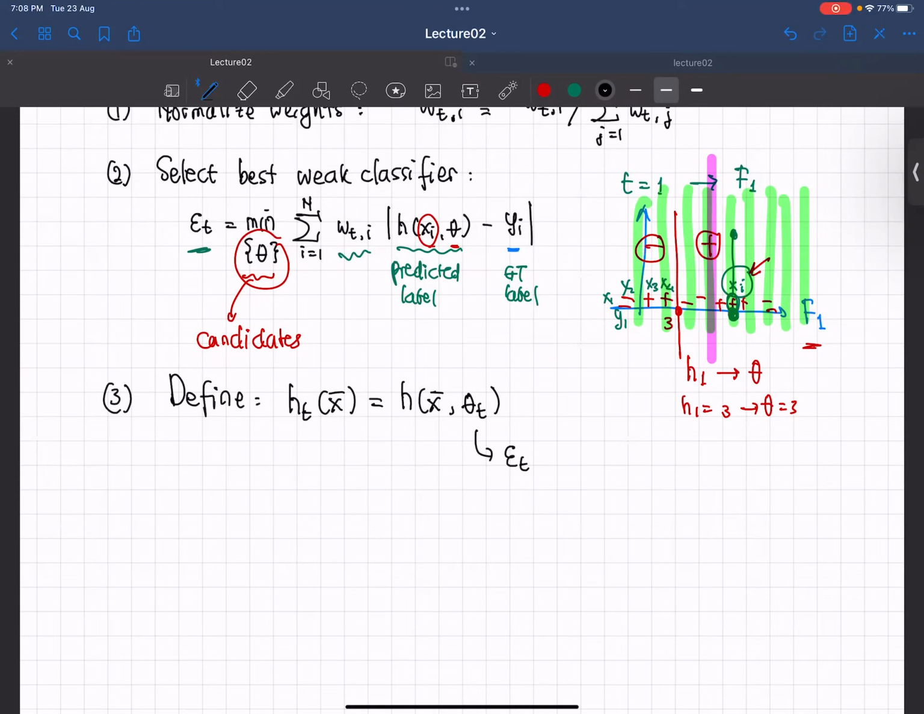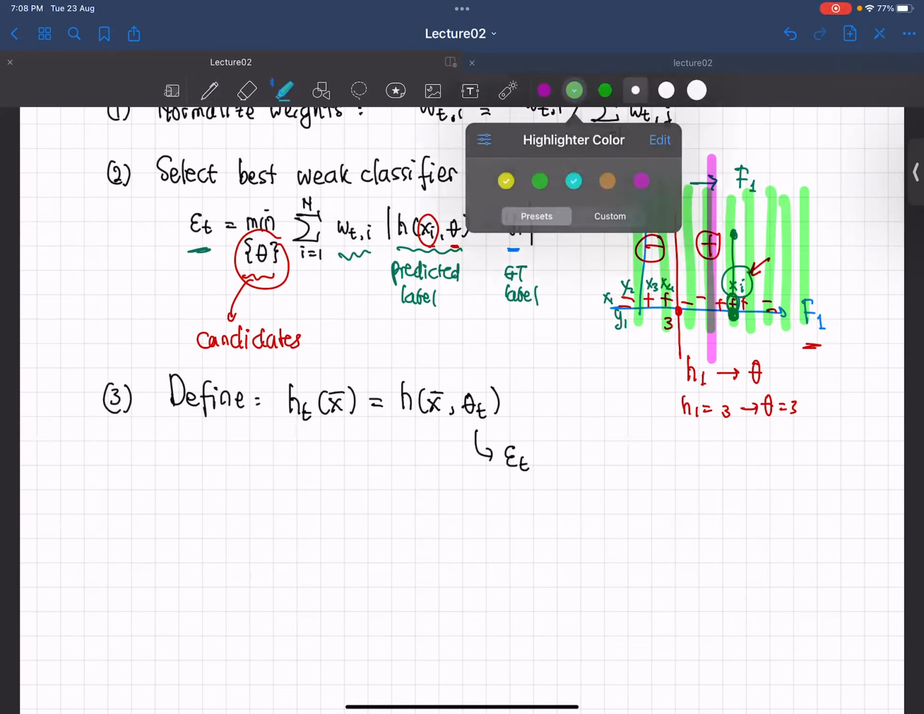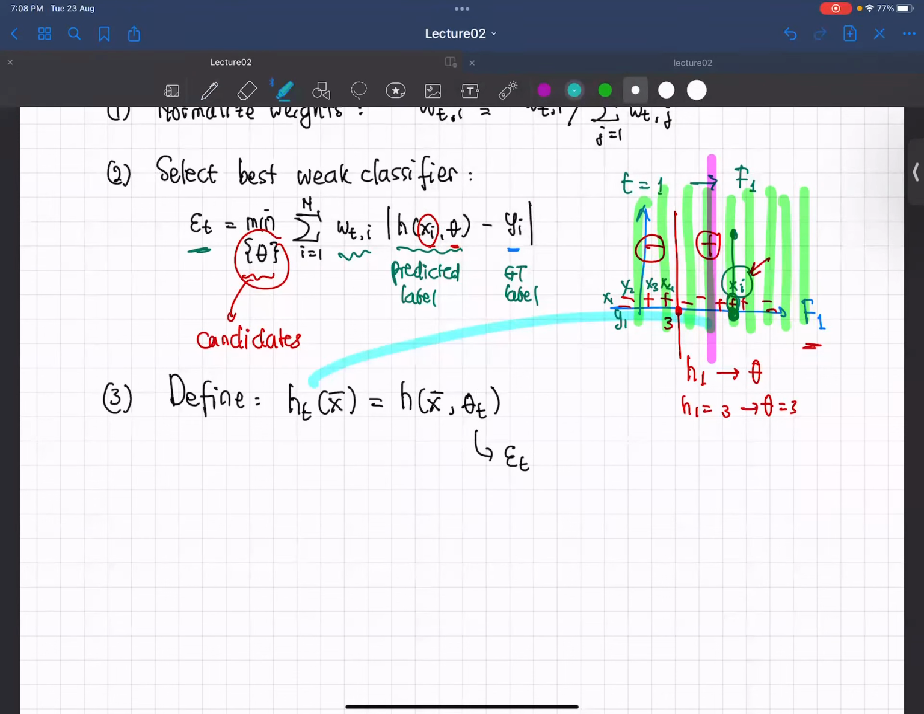Theta t means implying epsilon t, the minimum one. In other words, this one is just a definition. So the orange line becomes HT, becomes your best classifier, best weak classifier. Any questions here?